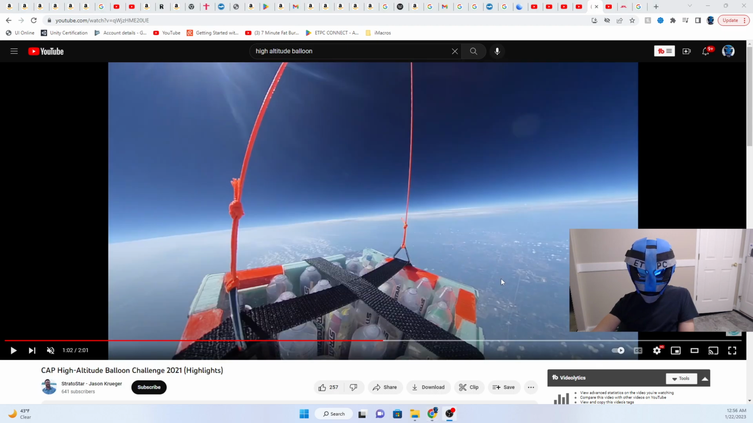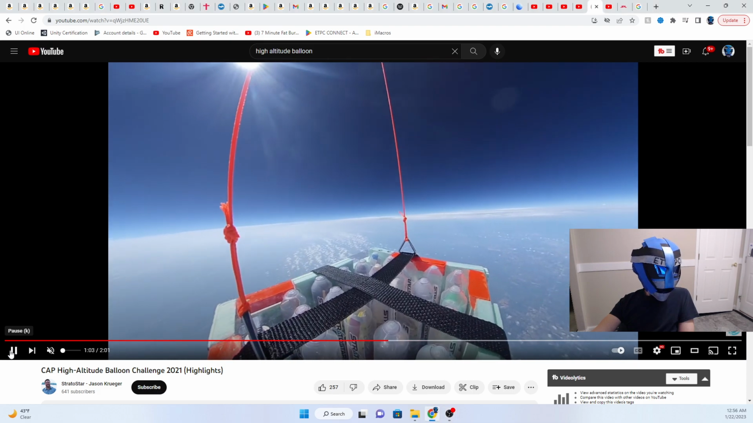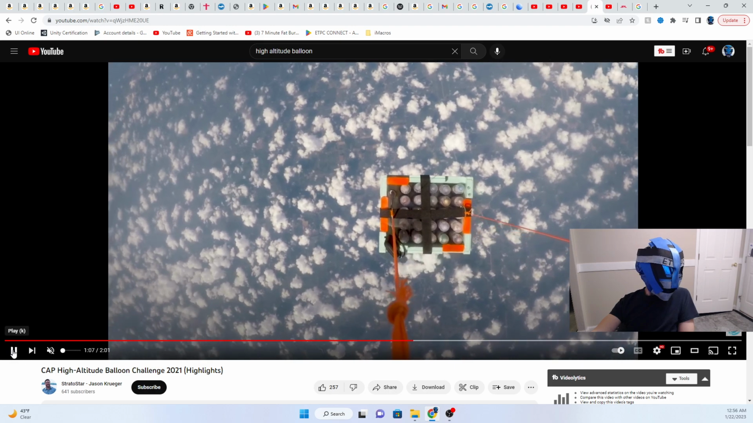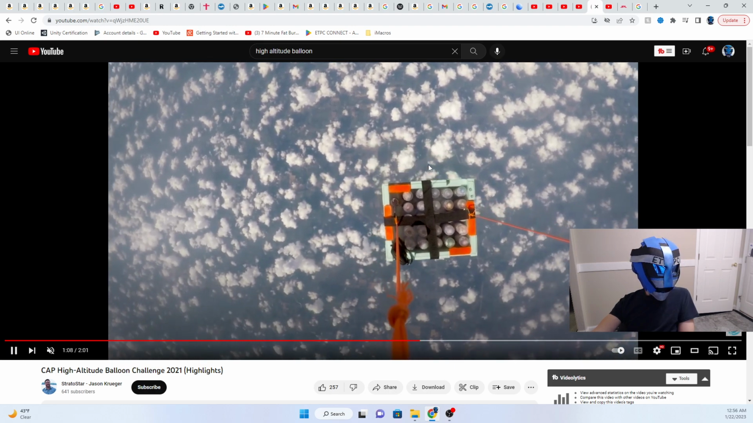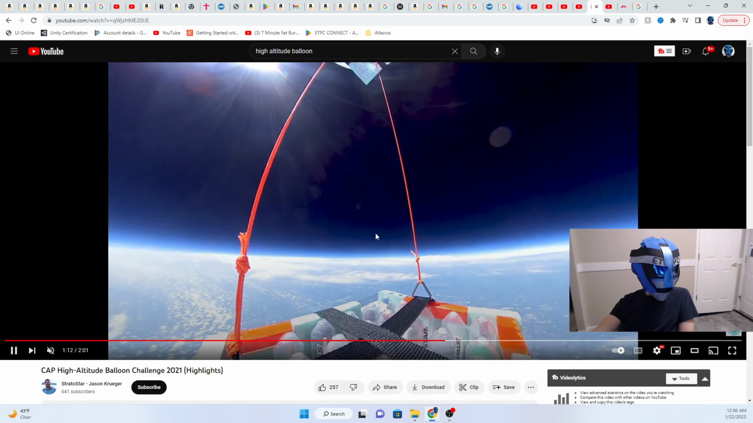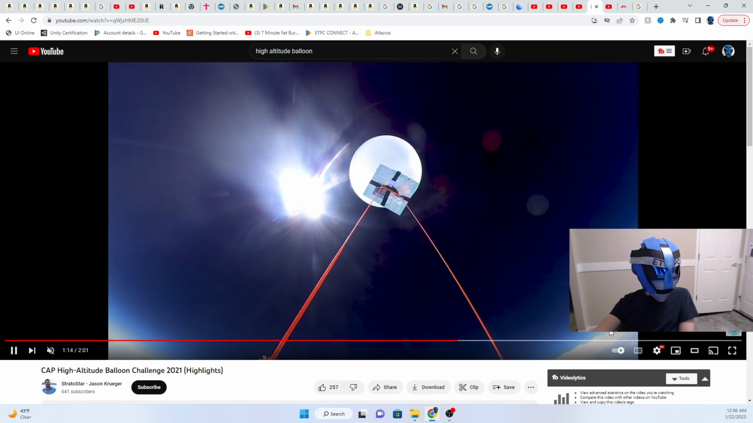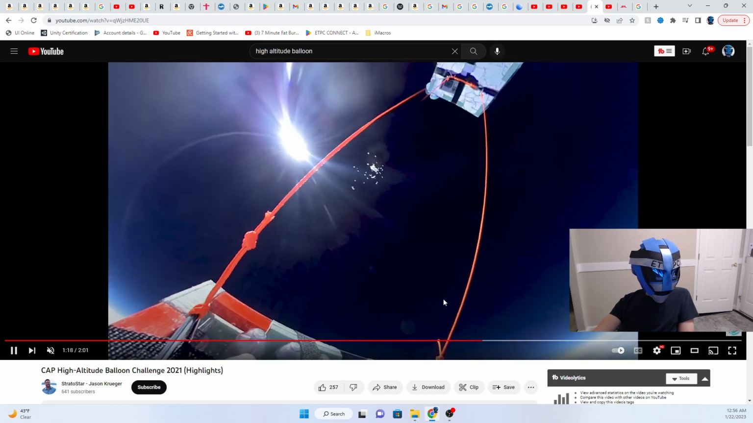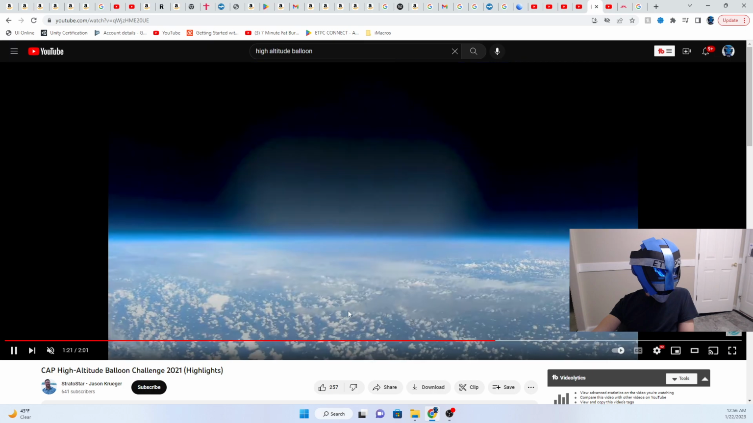Right here is another one, the CAP High Altitude Balloon Challenge. Looks like, there we go once again. We see the horizon going right into the middle of the screen at eye level, and then it curves up here as a fisheye or something. The horizon curves way up there.